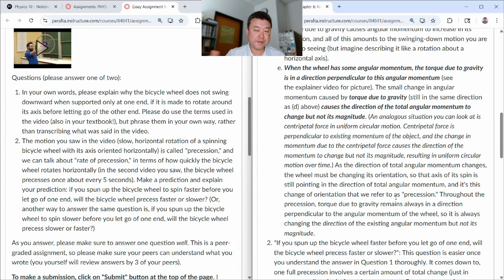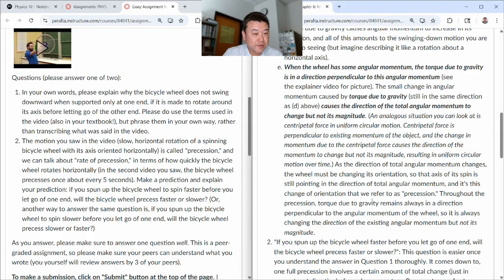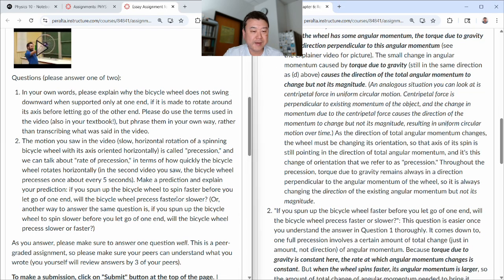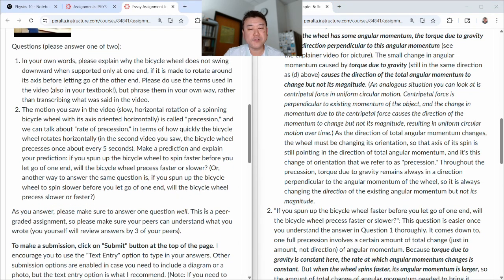So that's question one. Kind of long because again it's a difficult question. And I think question two is the kind of short question I like asking to get a sense of if someone understands precession. Let me read the question first.